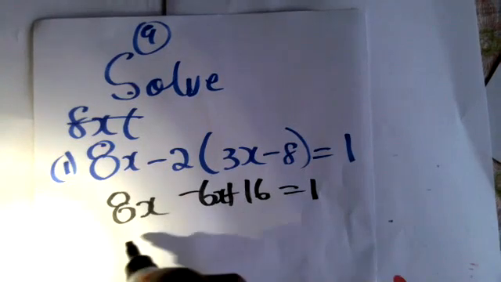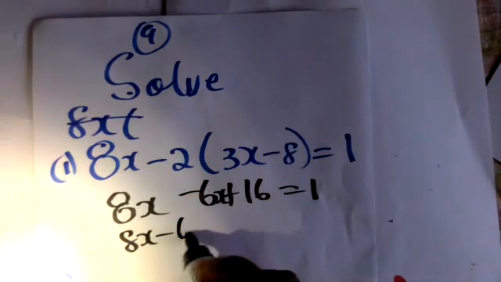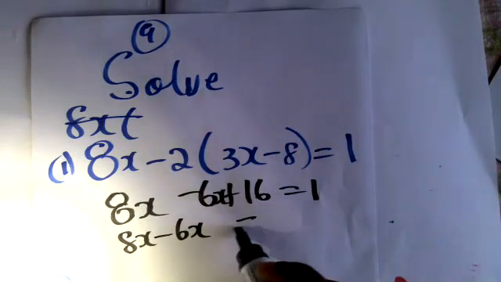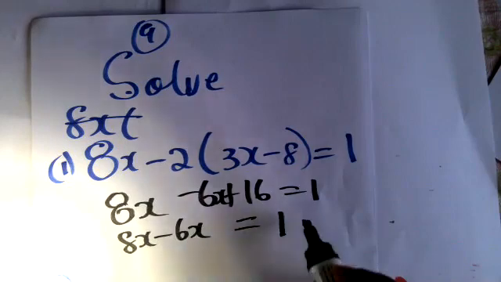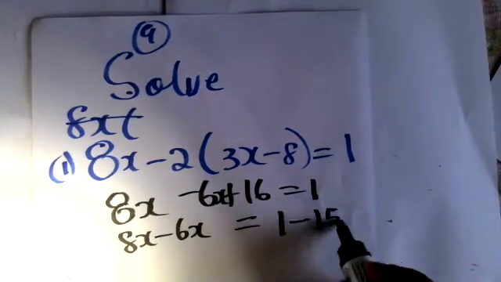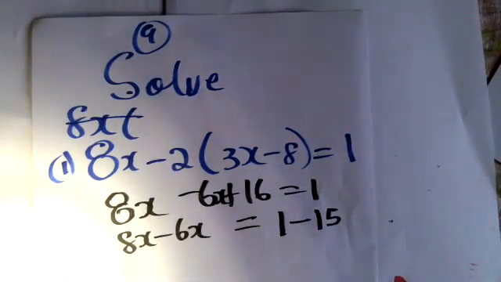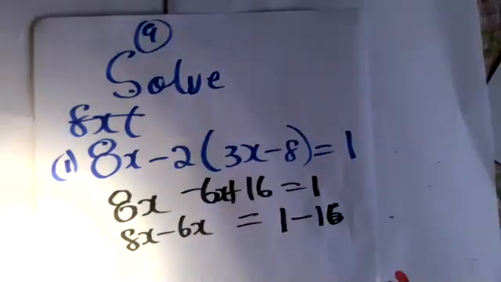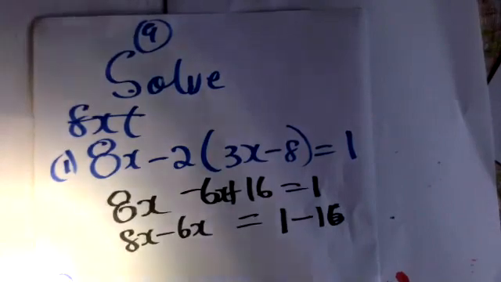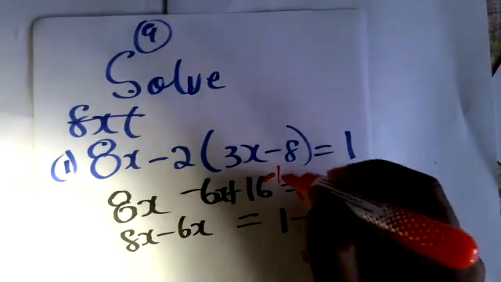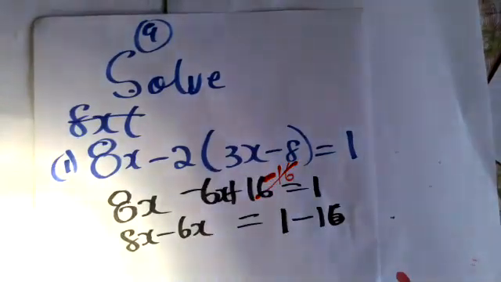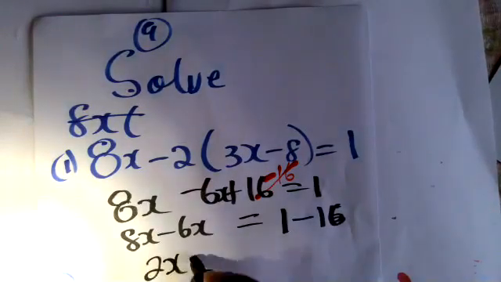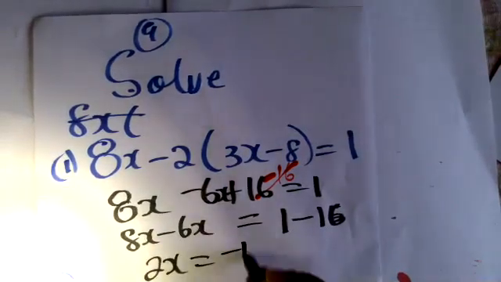So 8x minus 6x, this is a plus 16. So we'll get rid of the 16. So it will be 1, and this will become minus, so it's minus 16 from this side. What we do, guys, is simply minus 16 because it's the opposite, right? All right. So now 8x minus 6x will give us 2x, and that will give us negative 15.